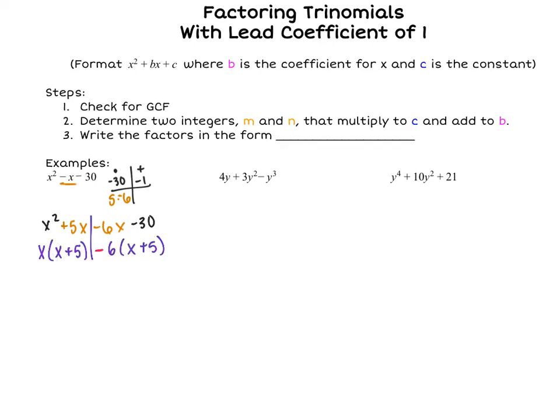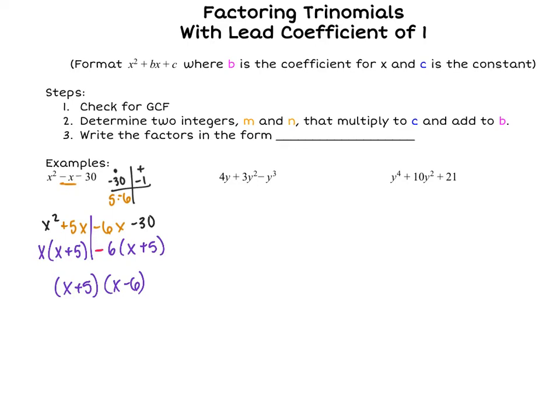Notice not only did the last two terms have a negative in common, but again, the negative lead coefficient in the second group made me factor out a negative. So our final answer is x plus 5 and x minus 6. So you can still do problems with the lead coefficient of 1 the same way as before, but hopefully you notice that there's a shortcut that if you want and choose to use, you can.